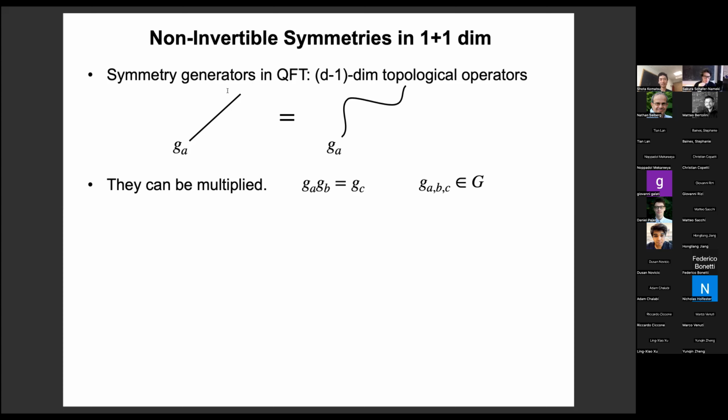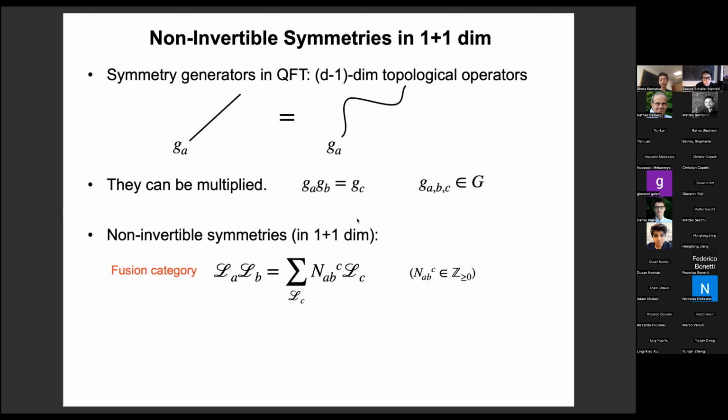So the symmetry generators are basically line operators, topological line operators. And one important property, especially in the case of usual group-like symmetries, is that they can be multiplied. You can put two line operators on top of each other, and they fuse according to the group law. Here I'm imagining that the symmetry is a group-like symmetry, and g, a, b, c are basically elements of the group.